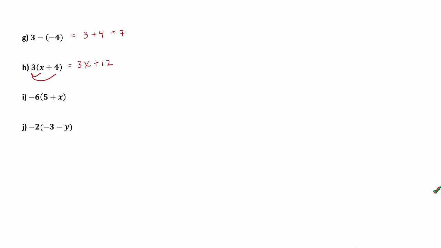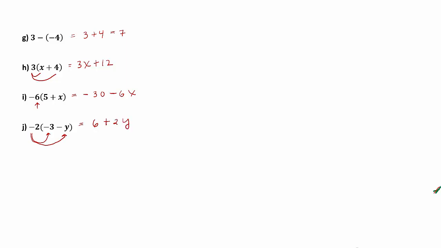Here's another distributive property. This is going to equal negative 30 minus 6x. We have to distribute that negative sign. We're not just distributing the 6 through. We have to distribute the negative sign along with it. And for this last one, negative 2 times negative 3 is positive 6. Negative 2 times negative y is positive 2y.